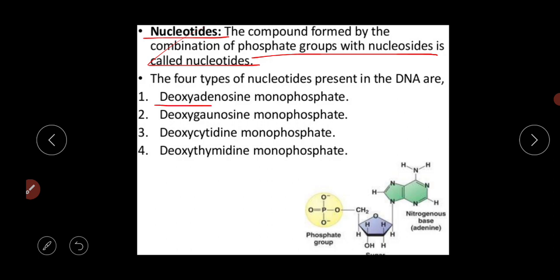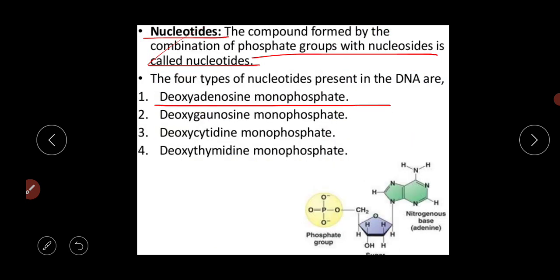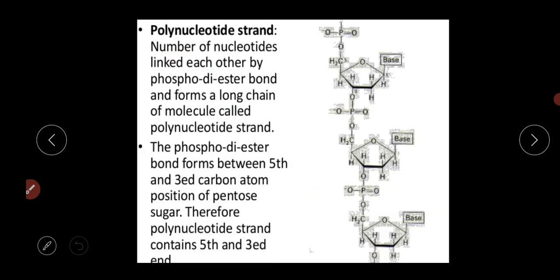Deoxyadenosine monophosphate: deoxyadenosine is the nucleoside, plus phosphate. Mono means one, so one phosphate is joining here. Here also one phosphate is joining. Deoxyguanosine monophosphate, here also one phosphate has joined. Deoxycytidine monophosphate, here also one phosphate is joined. Deoxythymidine monophosphate. So this is the basic idea of the nucleotide.